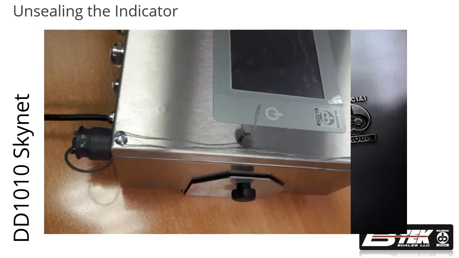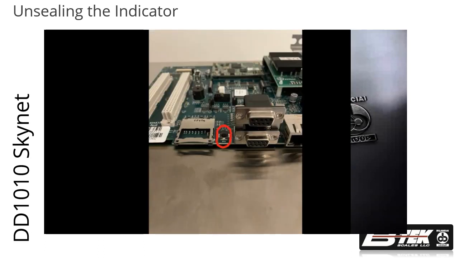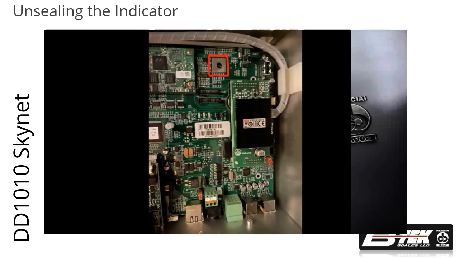The DD1010i uses the 2 front panel sealing screws to seal the main board. To access the calibration switch, remove the front cover. In the bottom middle of the main board, you will find the calibration switch facing down towards the bottom of the indicator. The DD1050 and 2050 indicators' calibration switch is located on the main board.